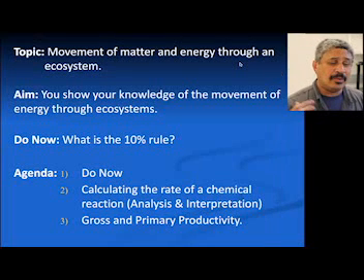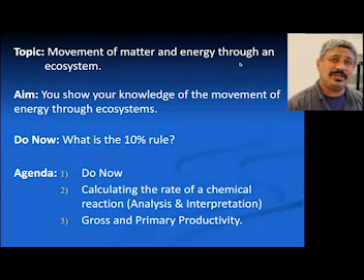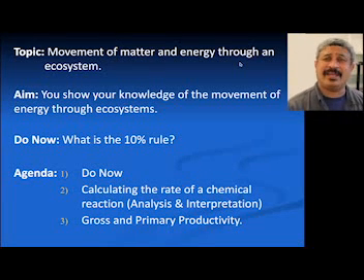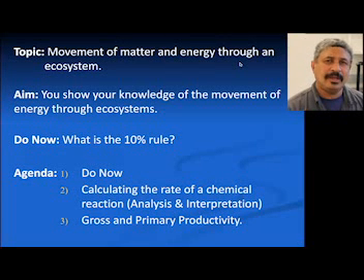Now, for today, what I want to do is go over the calculations that you need for the analysis interpretation. That is calculating the rate of the chemical reaction. You're going to find that you know this because you've done this before. I want to go over this because I definitely had a few questions over the past few days on how to do this. Then we're going to go over gross and primary productivity.